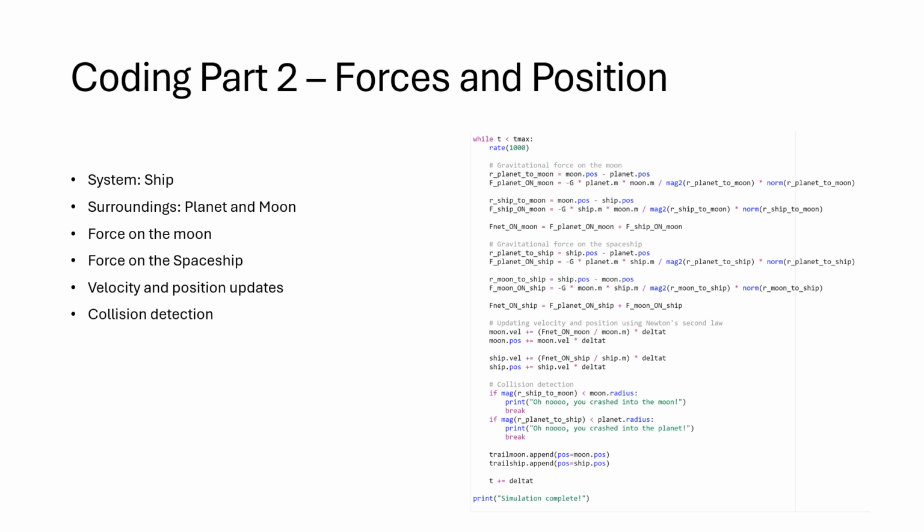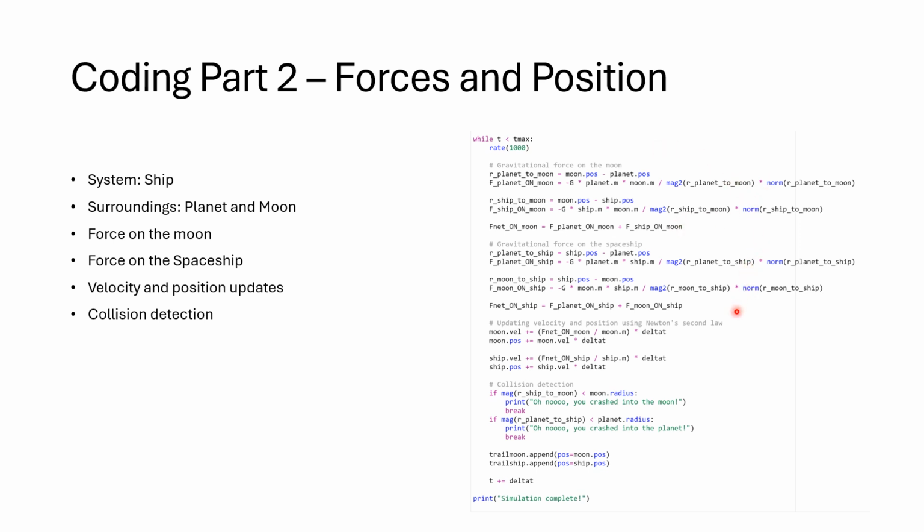Moving on to the second part of the lab, we start by redefining our system and surroundings. So our system becomes that of the ship, and the surroundings become that of the planet and the moon. And there's a variety of forces that we need to calculate in this second part of the lab. The first is the force on the moon, which comes from the planet and is the cause of the moon's orbit, and that's calculated here.